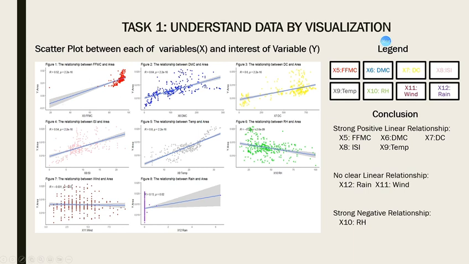Based on the plot, it shows that x5 to x9 have a positive linear relationship. As for x10, it has a negative relationship. But as for x11 to x12, it shows they don't have a linear relationship.